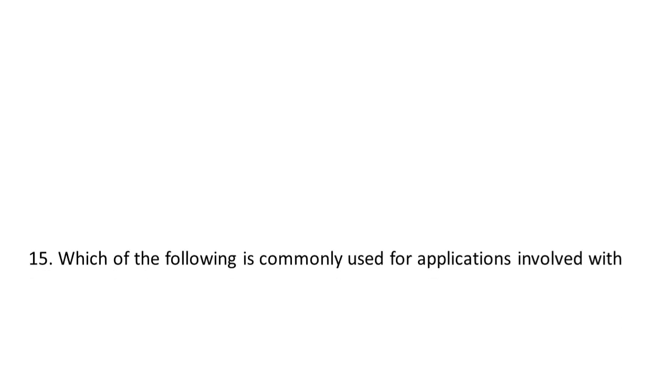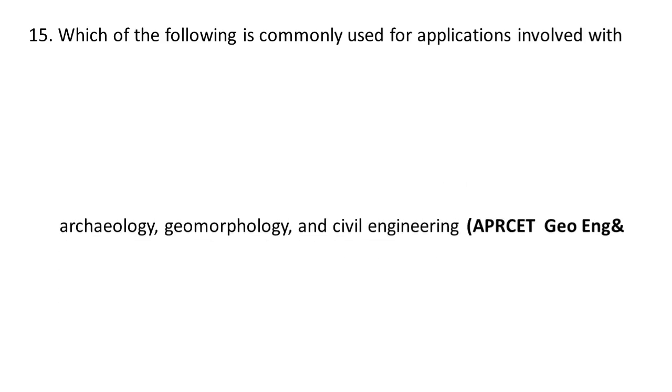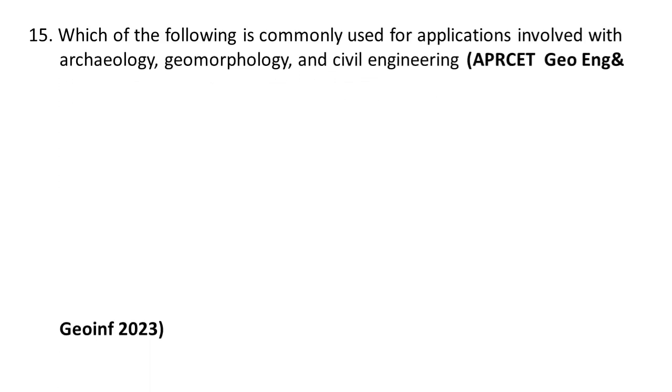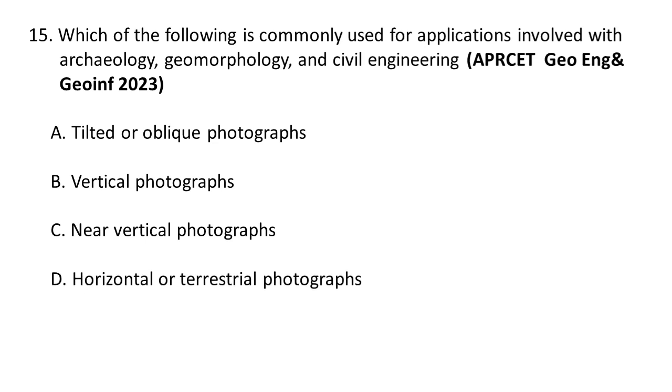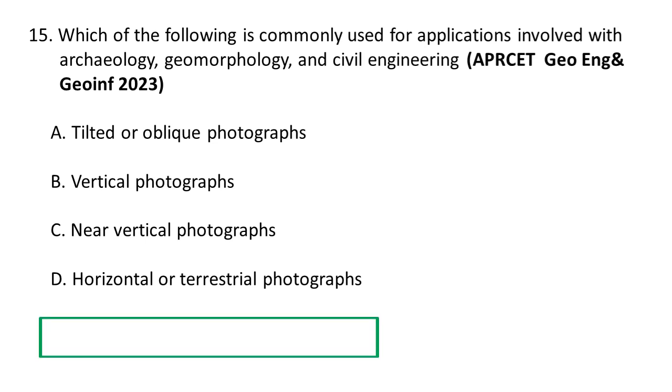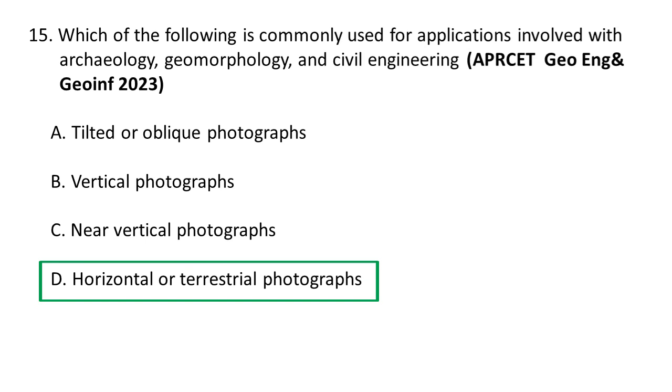Next question. Which of the following is commonly used for applications involved with archaeology, geomorphology, and civil engineering? The choices are A. Tilted or oblique photographs, B. Vertical photographs, C. Near vertical photographs, and D. Horizontal or terrestrial photographs. So the correct option is D. Horizontal or terrestrial photographs. A horizontal or terrestrial photograph is taken with the camera axis horizontal.